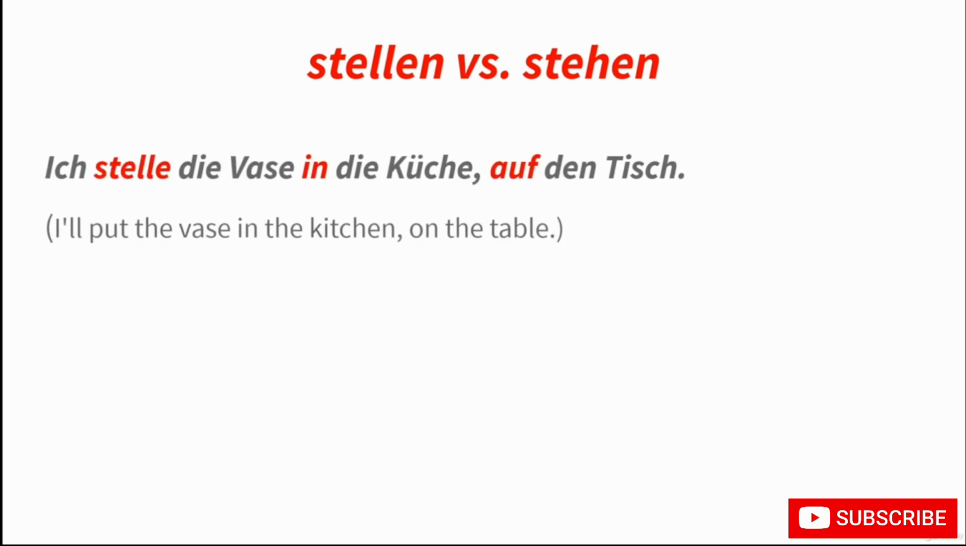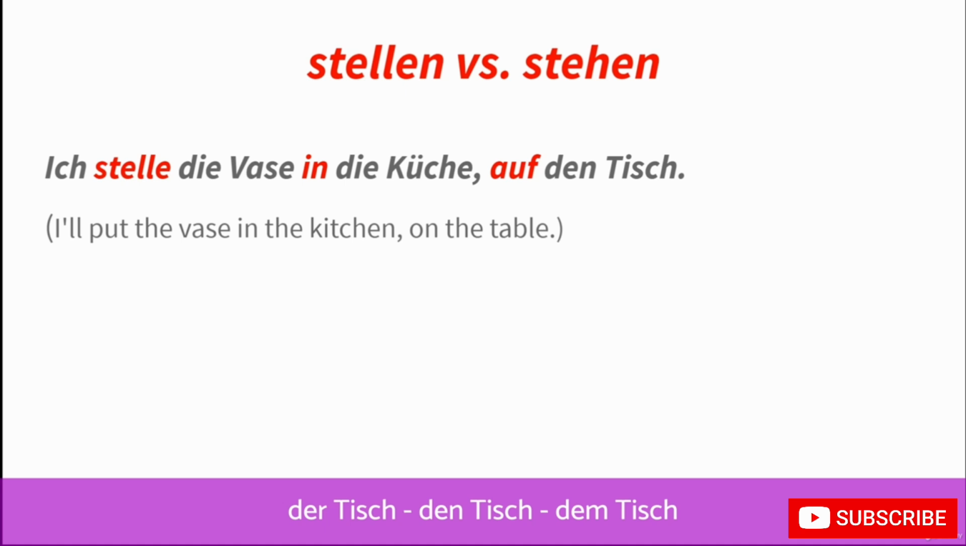Ich stelle die Vase in die Küche auf den Tisch. I'll put the vase in the kitchen on the table. There is an action here. I'm putting something somewhere. It's in the kitchen because we are giving direction. After this preposition, accusative must be used. It is also valid for this case, auf den Tisch. The article die does not change in accusative case. That's why in die Küche. But it's not valid for der. Der is den in accusative case.